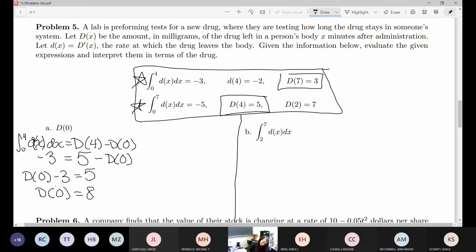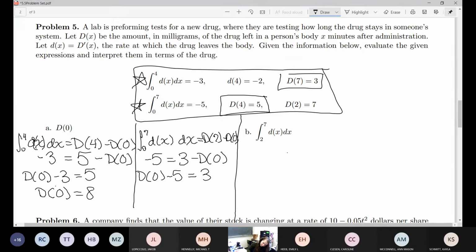Say we had instead used the integral from 0 to 7. Same idea, this would give us D of 7 minus D of 0. We know what the integral value is, we're given that it's -5. We're given that D of 7 is 3. So if we do the same type of algebra again, we also get that D of 0 is 8, which hopefully is true. It's hopefully only one value. So you could do either one of those two processes because it's essentially the same process just with a different value.